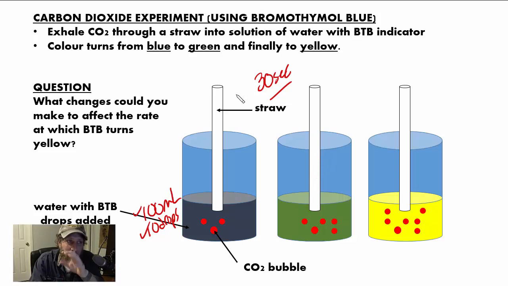And the only variable is you breathing out into the straw at rest. What would happen if you exercised and then did this again? Same volume of water, same number of drops. Don't go changing the volume of water and exercising. You're changing two independent variables. If you keep all these controlled, the independent variable is the fact that you were at rest or you exercised.